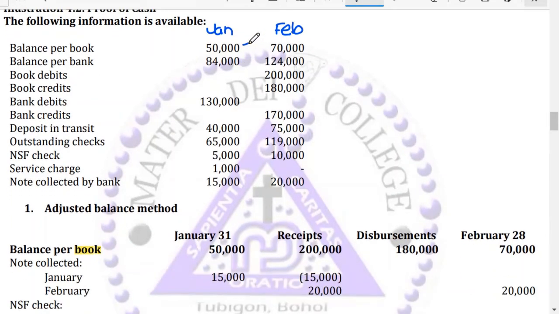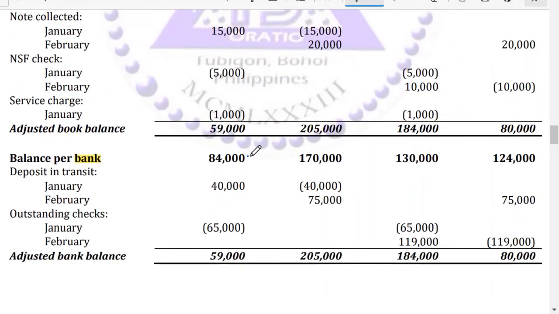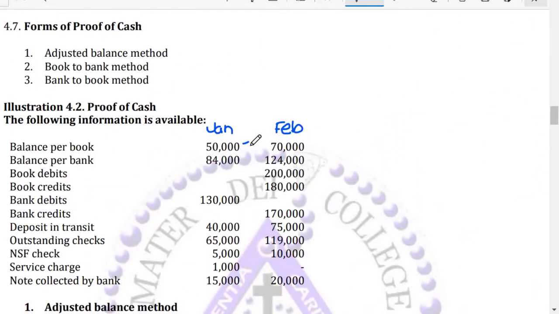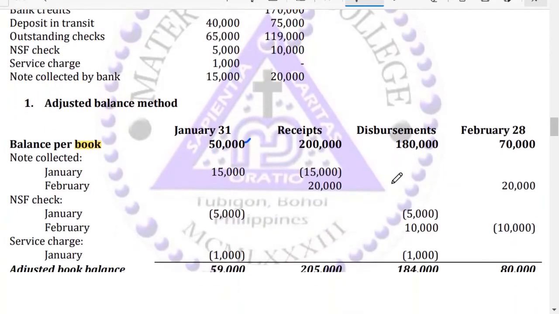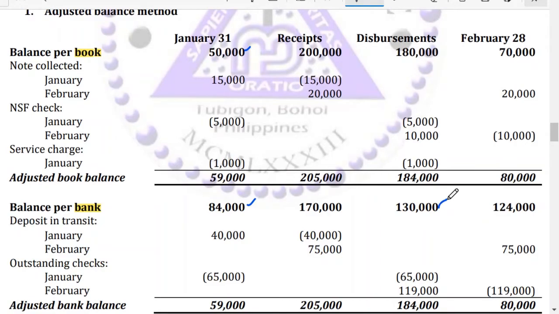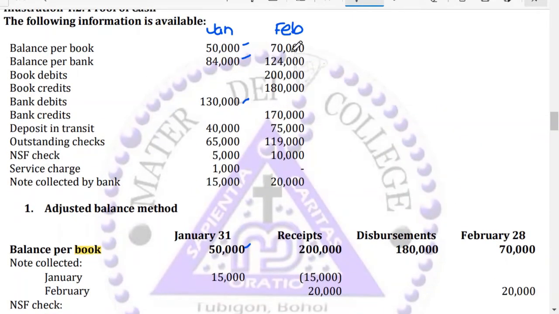So just plot. January, balance per book. Okay, plot. Balance per bank. Okay, because it's the bank, so where do you put it? Then next is bank debits. Remember, when it's a debit on the bank, that's a deduction, right? That's a withdrawal. That's why it goes under disbursement. And then go back again.